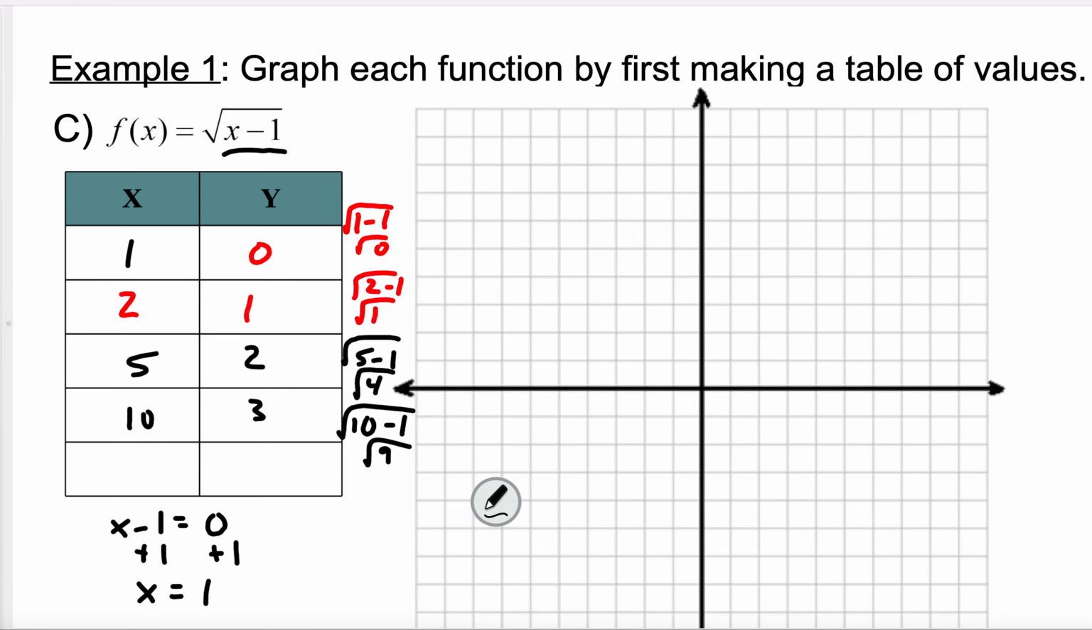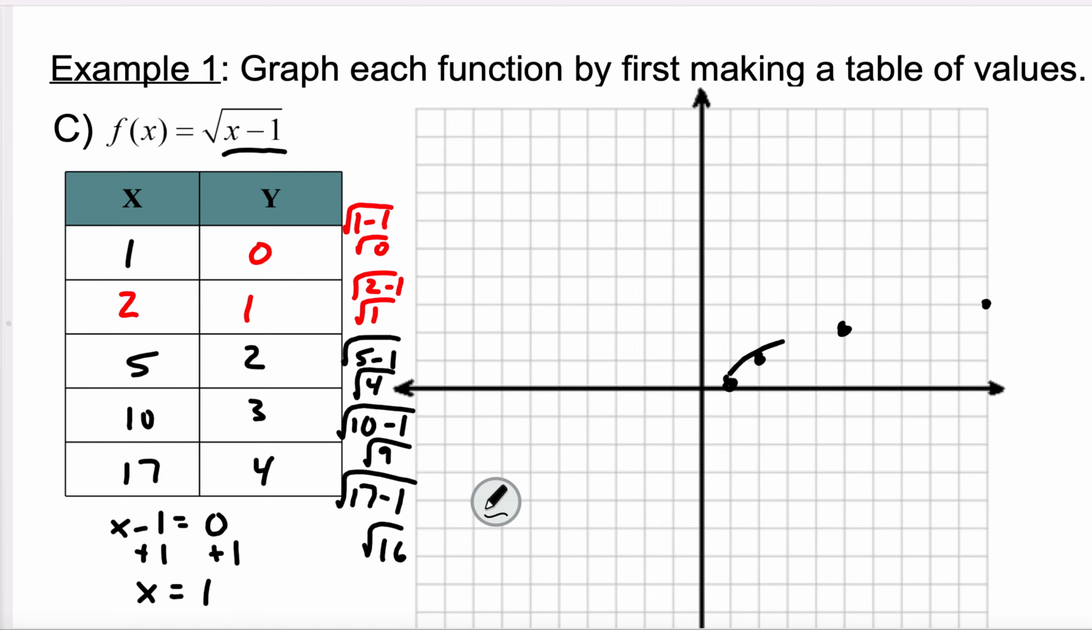It's 3. So then what's my next value I can actually take the square root of? It'd be 16. So 17 minus 1 there is 16, and the square root of 16 there is 4. So now I can plot those values. 1, 0, 2, 1, 5, 2. And then I've got 10, 3.